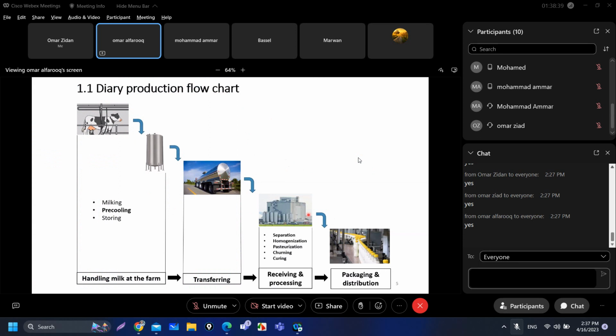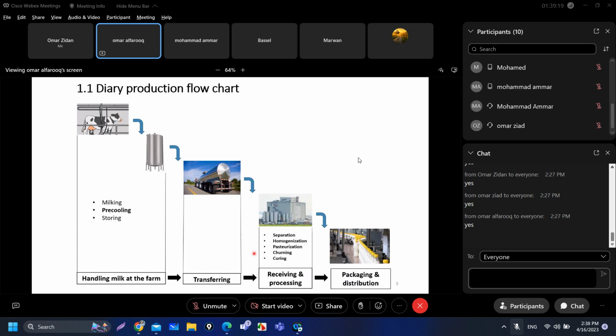Now, this flow chart illustrates the steps to produce any dairy product. In the first step, we handle the milk at the farm, where we first milk the cow. After that, we pre-cool the milk, and finally, we store it in a tank. Pre-cooling here means any cooling actions done before the product reaches the plant. In the plant, we call it cooling. Before we reach the plant, we call it pre-cooling. After that, we transfer the milk in stainless steel tanks until it reaches the processing plant.